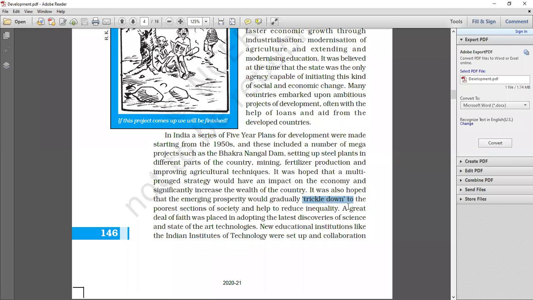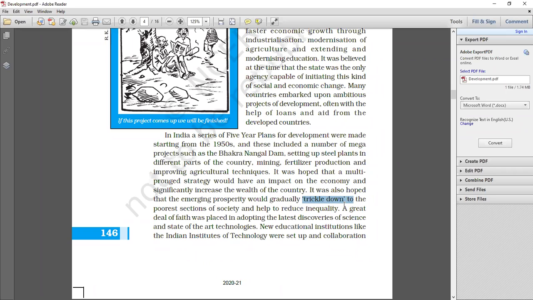It means they were hoping that this prosperity, this emerging prosperity, would make us move to upper level from the lower down. Okay, trickle down का मतलब क्या है?